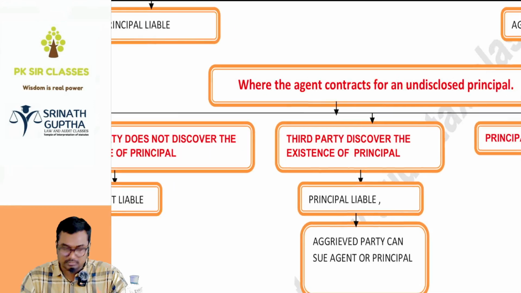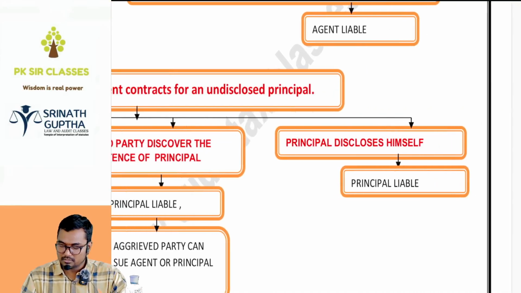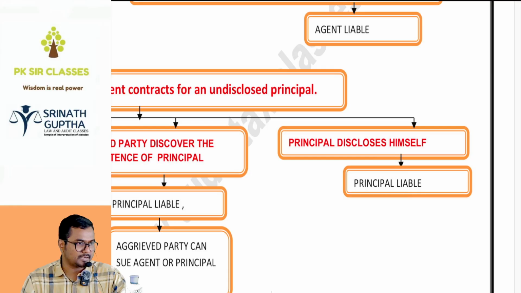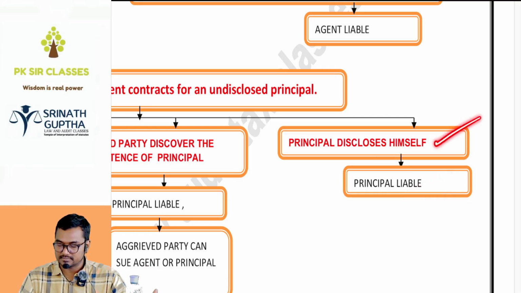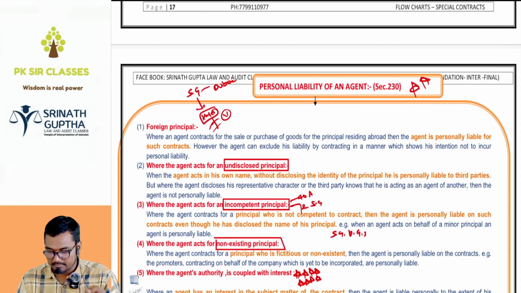But if the third party knows that I am the owner of the shop, then who will be liable? The third party discovers the existence of the principal. I will be liable. So actually he said I will not disclose my principal name, but I entered the shop and said to the customer, you talk to me, I am the owner. Then who will be liable? The principal discloses himself. Done. Then we discussed personal liability of the agent.